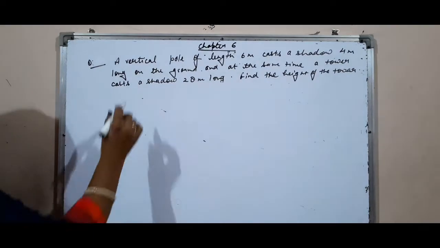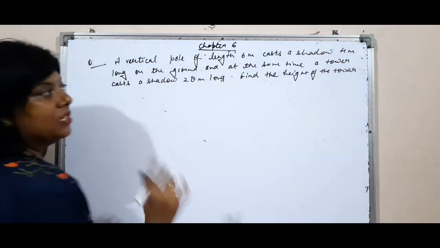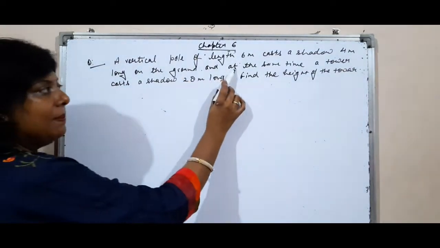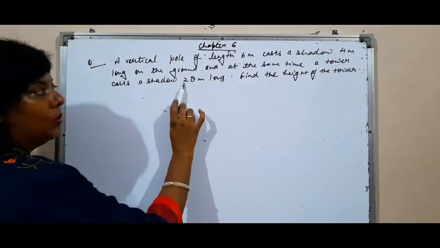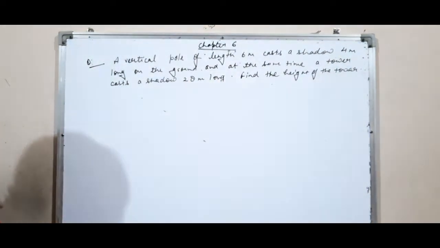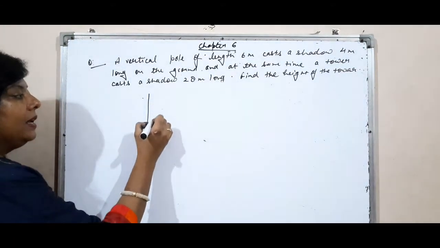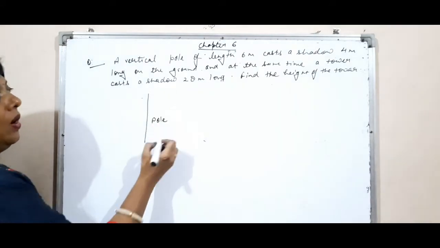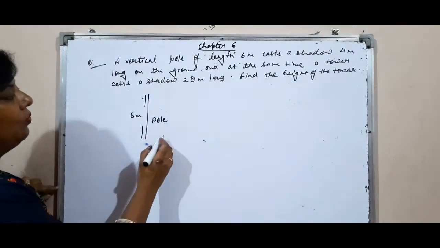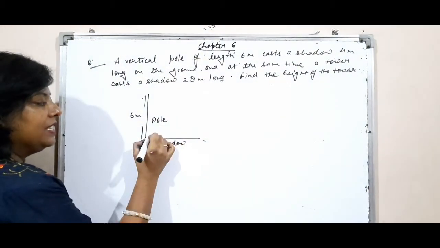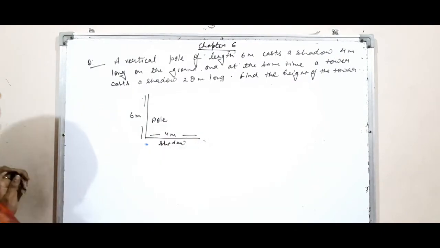A vertical pole of length 6 meter casts a shadow 4 meter long on the ground, and at the same time a tower casts a shadow 28 meter long. Find the height of the tower. देखो बेटे कैसे करोगे question? It is a vertical pole of length 6 meter casts a shadow 4 meter. It is its shadow which is 4 meter long on the ground.